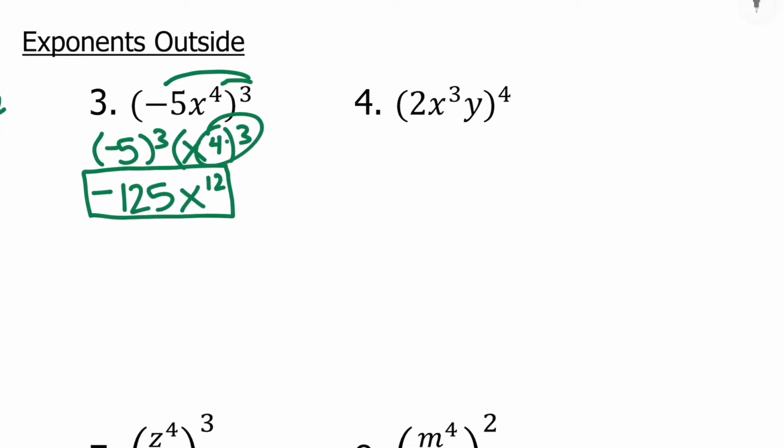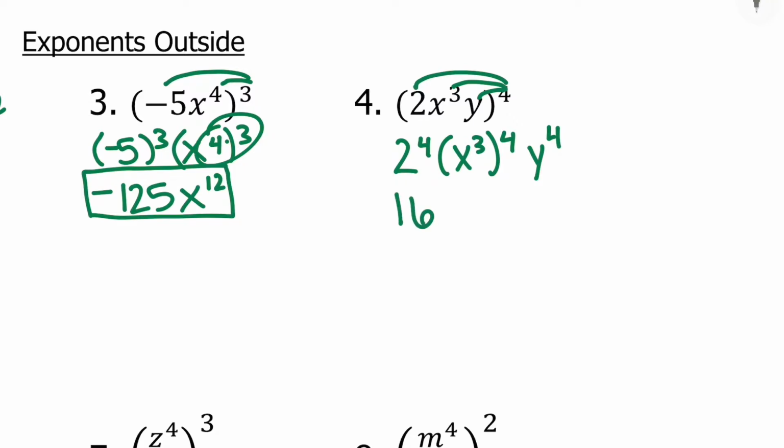All right, and then the next one I'm going to give to 3 different pieces here: 2 to the 4th, x to the 3rd to the 4th, and then y to the 4th. So 2 to the 4th power is 16. x to the 3rd to the 4th is 3 times 4, so x to the 12th. And then y to the 4th because there was nothing there before.